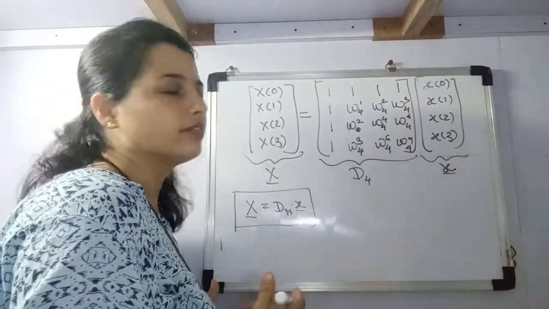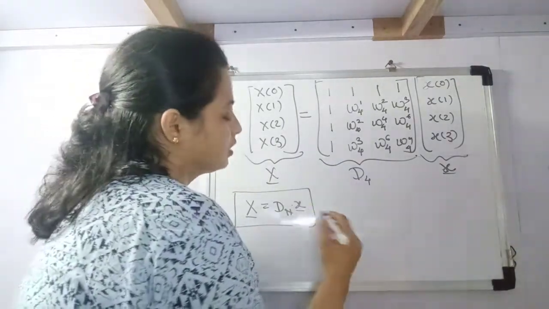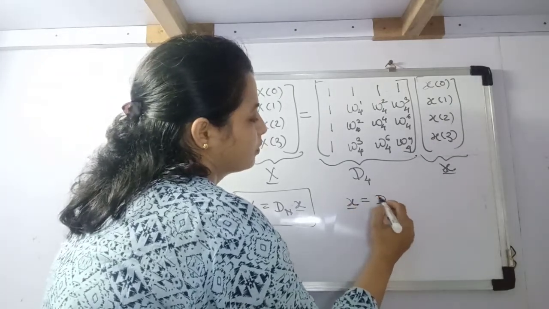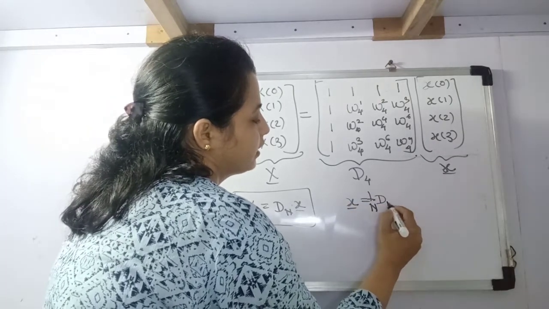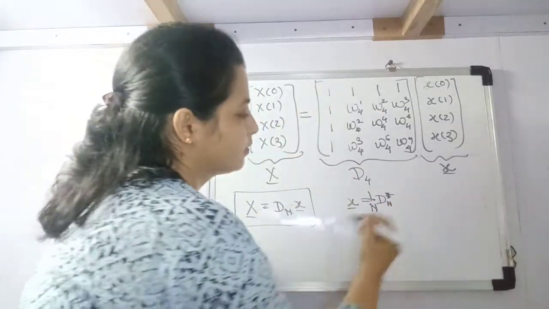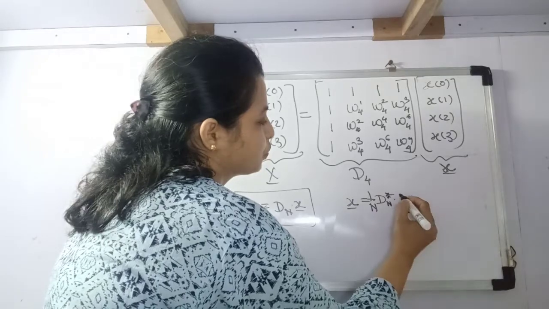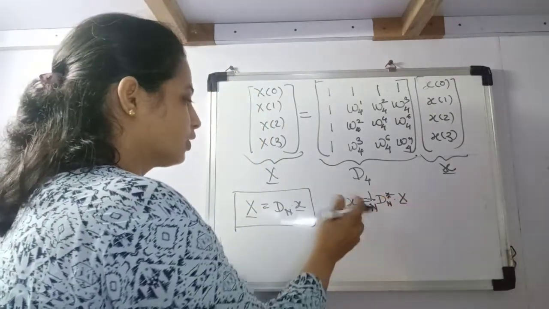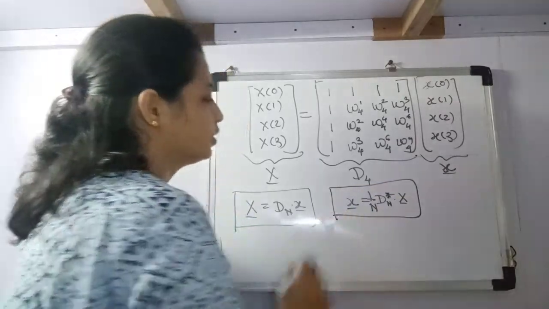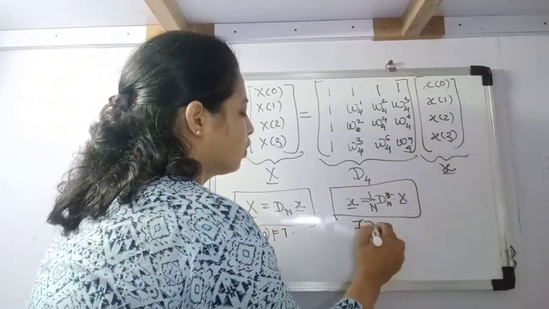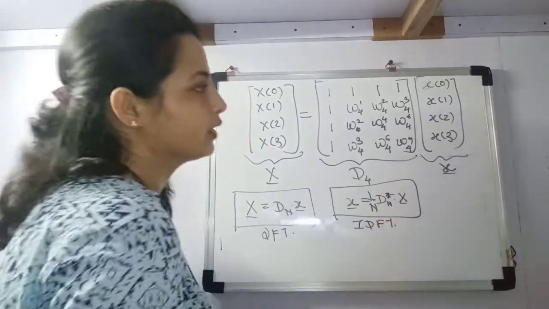Similarly, you can rewrite the formula for inverse DFT. Small x is calculated from 1 by N, D_N conjugate, because of that minus sign, into capital X. So from this you can calculate the inverse. These are the two formulas, one for DFT and this one for IDFT.